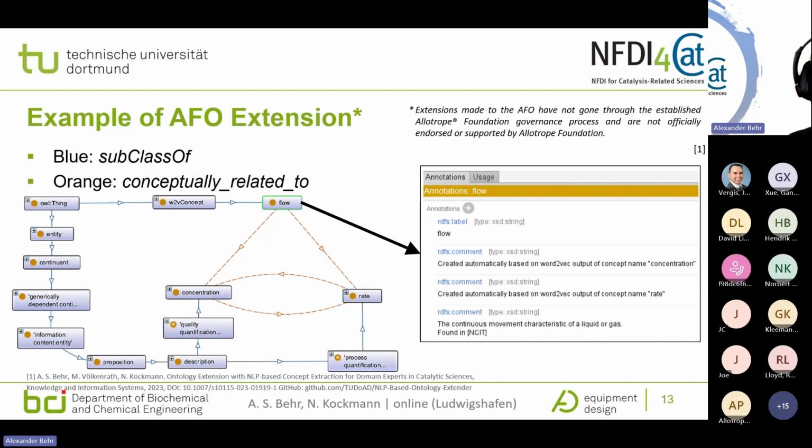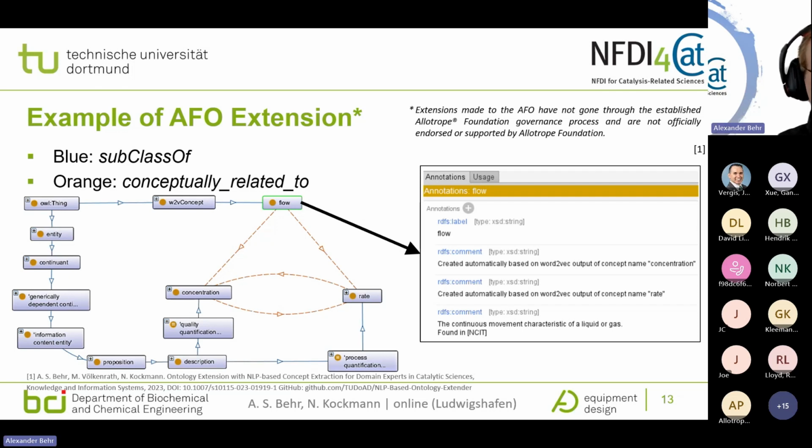Last but not least, we also introduced automatically a textual definition, which was taken from the NCIT in this case: the continuous movement characteristic of a liquid or gas found in NCIT. So this could help in later stages, maybe ontology experts in weeding out this automatically introduced information and to see, okay, what could be next candidates for our ontology.